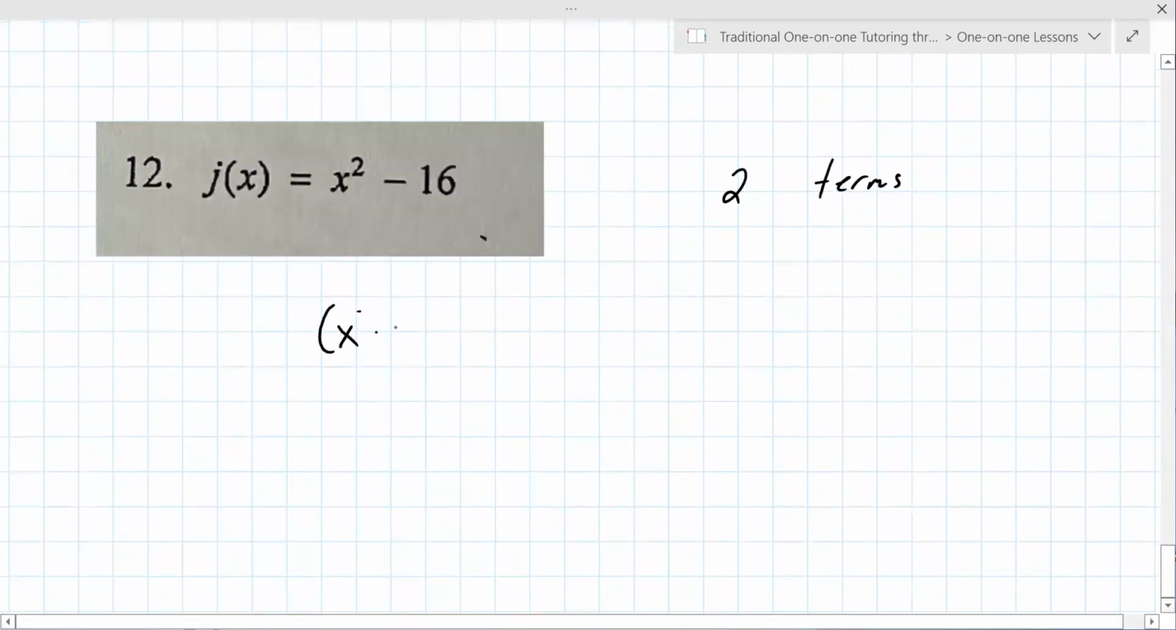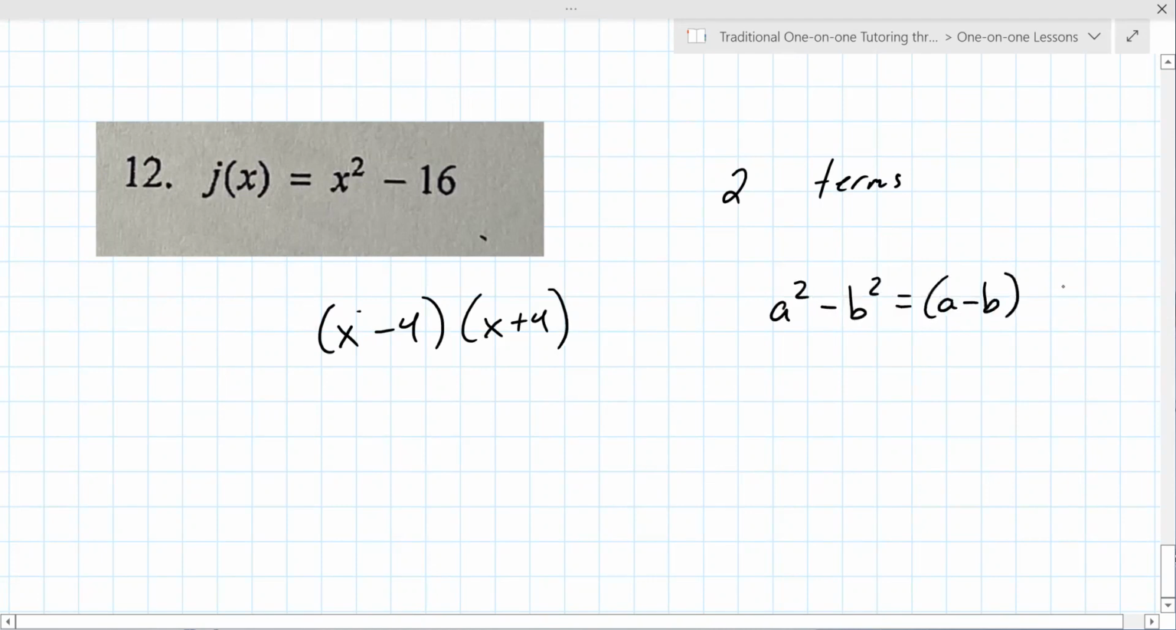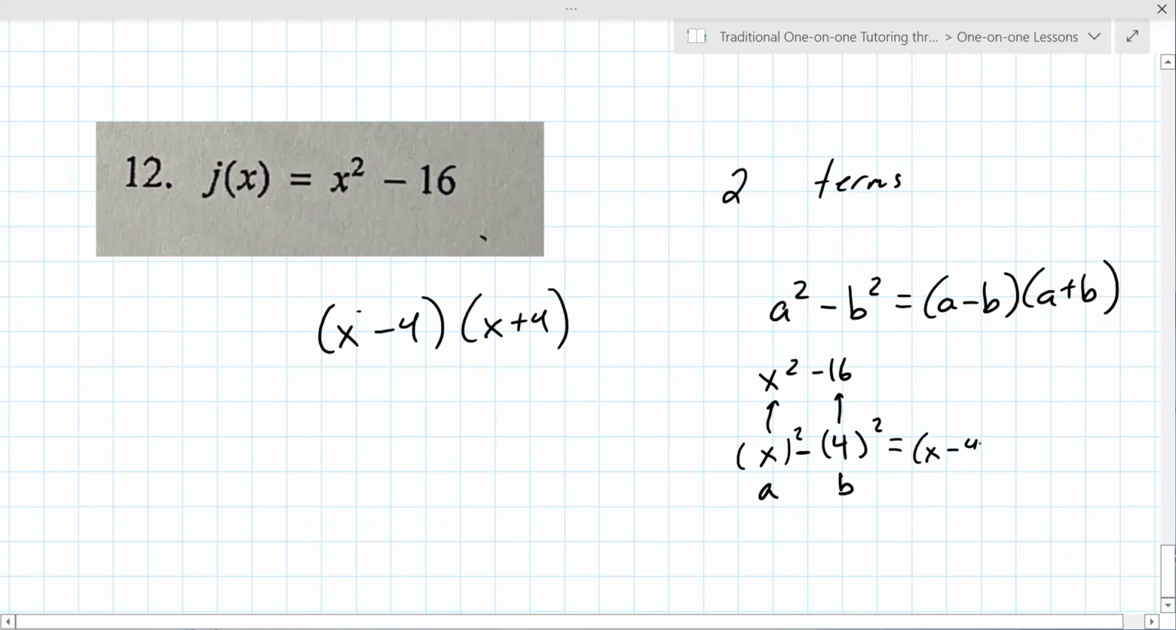So x minus 4, x plus 4 is the answer. Now I want to show you where that comes from. When it's in this form, a squared minus b squared, it always becomes a minus b times a plus b. So when you look at x squared minus 16, what you figure out is what do you square in each case. The x, when you square it, goes back to x squared, but you've got to figure out what number goes here, and it's 4. And that tells you your a and your b. And then you're just putting those values into the formula on the right here.